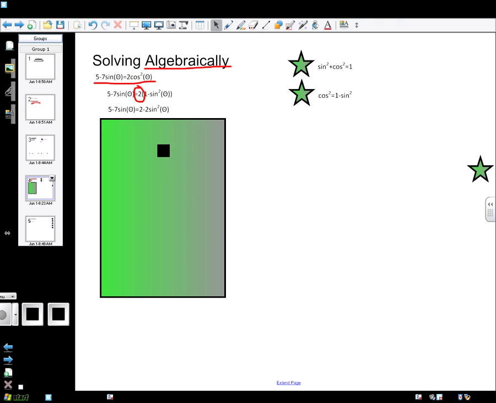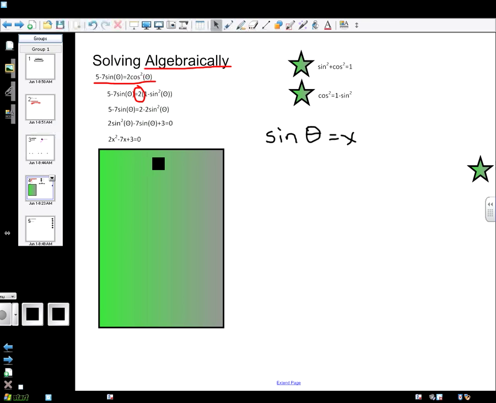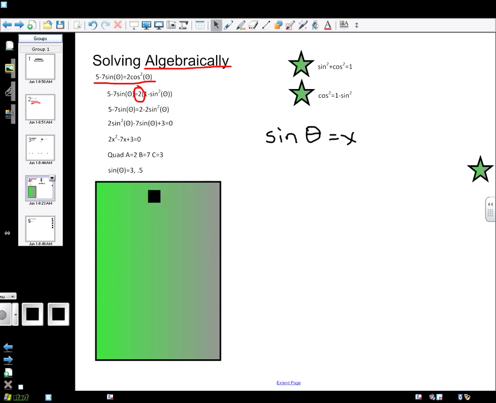So we get 5 minus sine theta equals 2 minus 2 sine squared theta. And when we rearrange the equation, we get 2 sine squared theta minus sine theta minus 3 equals 0. And we plug in x for sine theta, we get 2x squared minus 7x plus 3 equals 0, which is the perfect form for a quadratic equation, where a equals 2, b equals 7, and c equals 3. When you plug them into the quadratic formula, sine of theta equals 3 and 0.5.